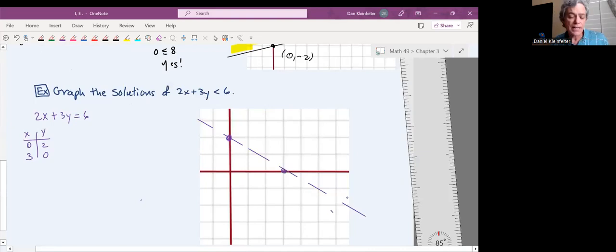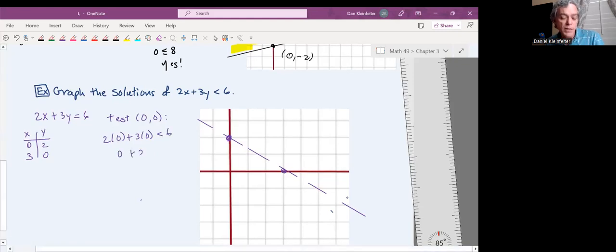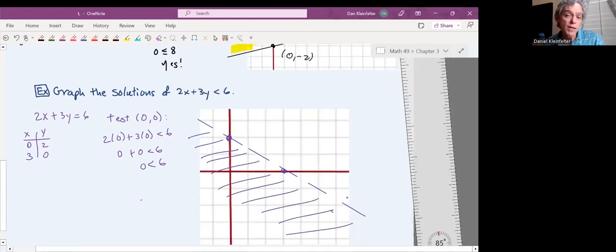Okay, and then once again, we need to decide where the solutions are. So I like to test the origin, so we'll stick with that. You don't have to, but you do need to test a point that is not on the line. 2 times 0 plus 3 times 0 is less than 6. So 0 plus 0 is less than 6. 0 is less than 6. It's true that 0 is less than 6, and so that means that the origin is a solution, and so all the points below the line are solutions.